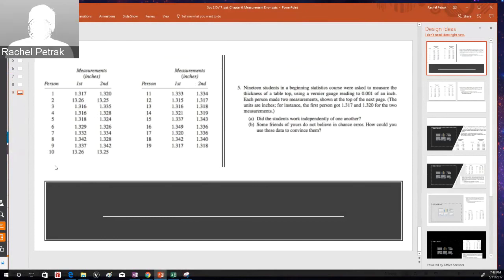Okay, and that's all for measurement error for now. We're going to discuss some other types of error in future chapters. But this one is just to help you get a grasp on measurement itself and some of the issues that are involved in even measurements that we think of as being very precise.